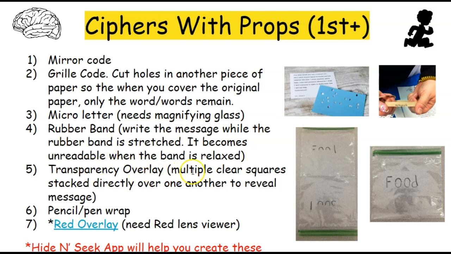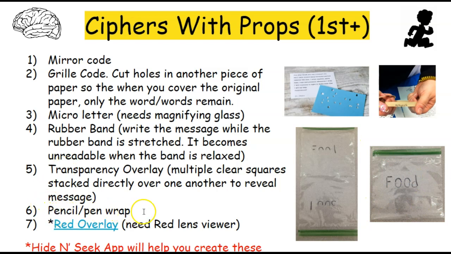The transparency overlay, you'll need multiple clear squares stacked over each other to reveal some sort of a message. I gave you an example over here with a little plastic baggie. I put the word into 2 parts, but when you stick it together in its form, you can see food.